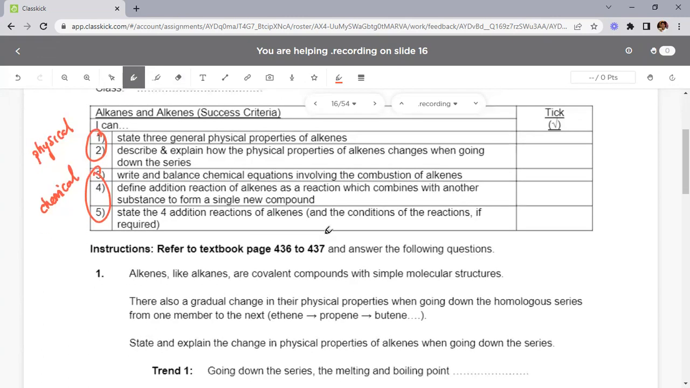Then we're going to go on to look at the reactions for alkenes. Combustion is actually covered in alkanes already, so we're just going to do a quick one for alkenes. Then we're going to look at the new reaction called the addition reaction, which occurs for alkenes. We're going to learn to define what an addition reaction is, and then from there we're going to state the 4 general addition reactions for alkenes. Okay, so let's start now.